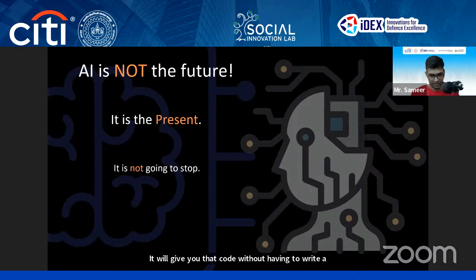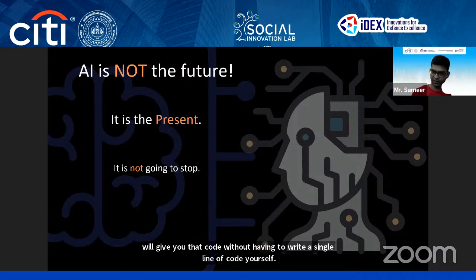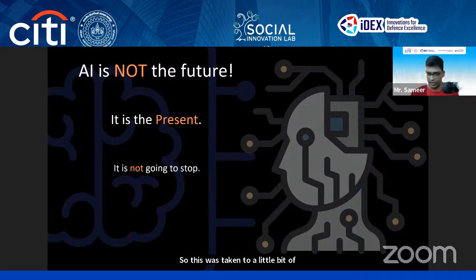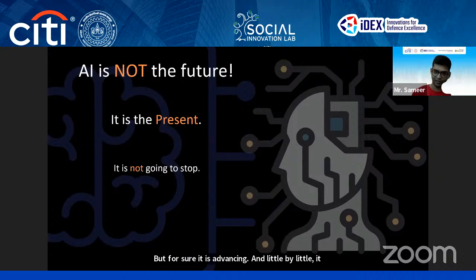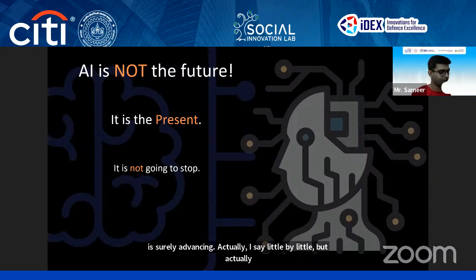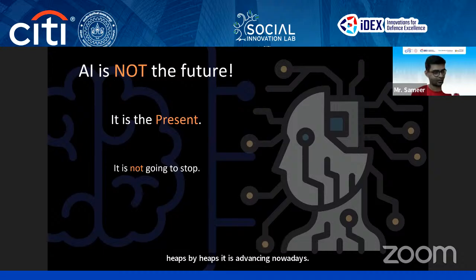Right? So this was taken to a bit of an extreme in the beginning, saying that, oh no, AI is going to do everything now. Everyone's going to lose their jobs. But that's really not the case. While it hasn't arrived at the state where it can take our jobs, for sure it is advancing. Little by little, it is surely advancing. Actually, I say little by little, but really it is advancing by heaps nowadays. And that was the concern up until recently.